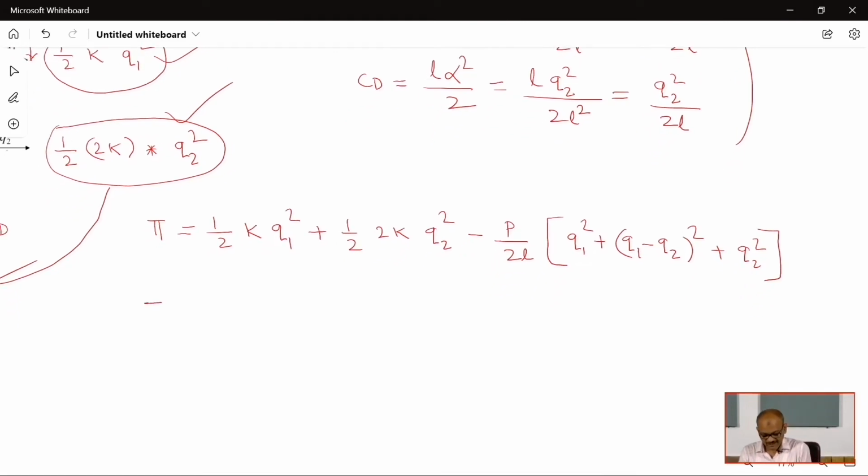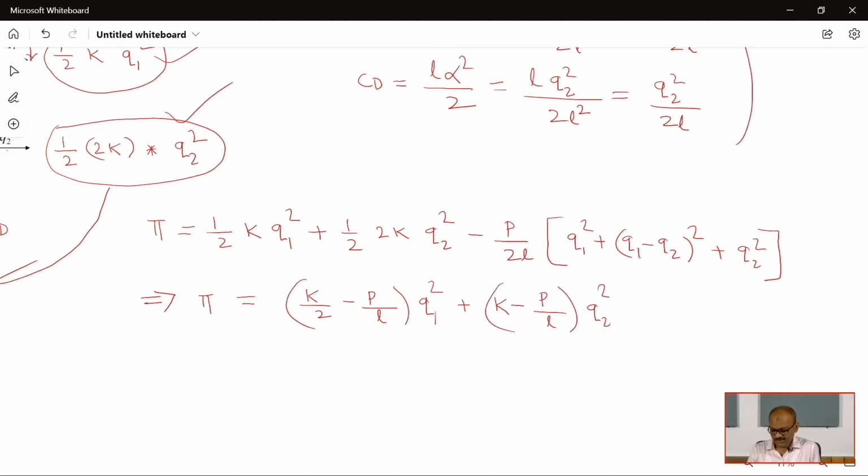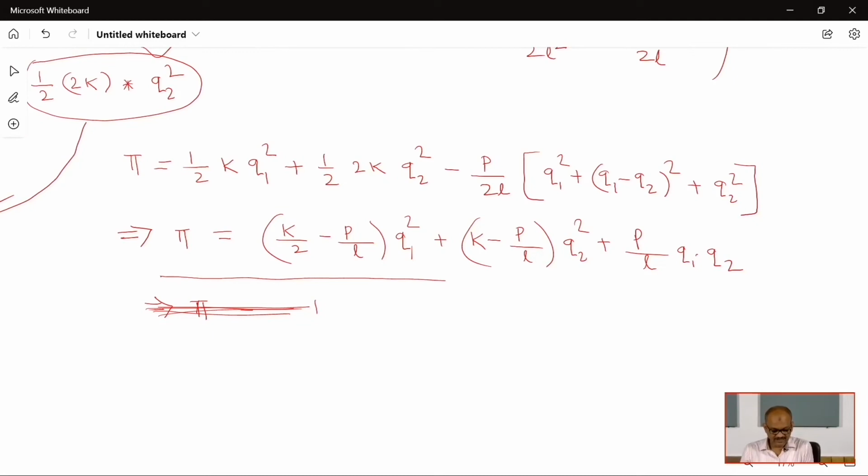If we simplify this, pi is equal to (K by 2 minus P by L) into Q1 square plus (K minus P by L) into Q2 square plus P by L into Q1 into Q2, that we can write. This is the expression of the total potential energy for equilibrium.